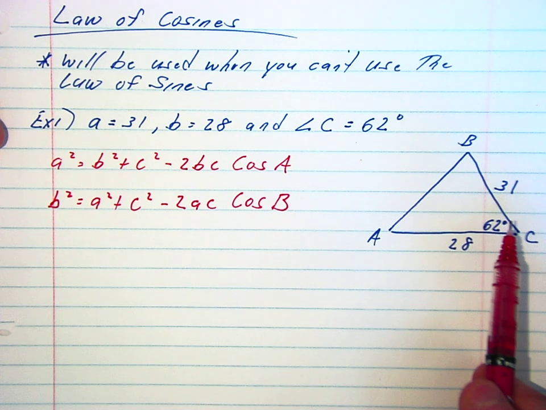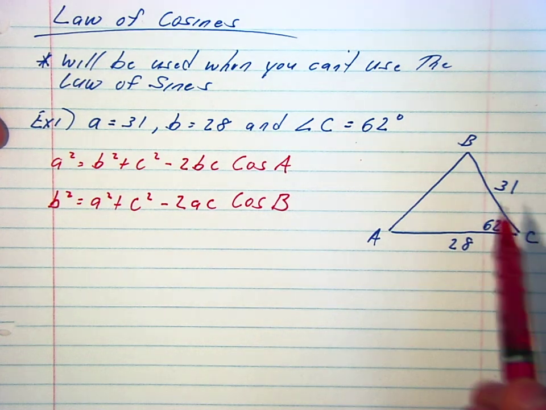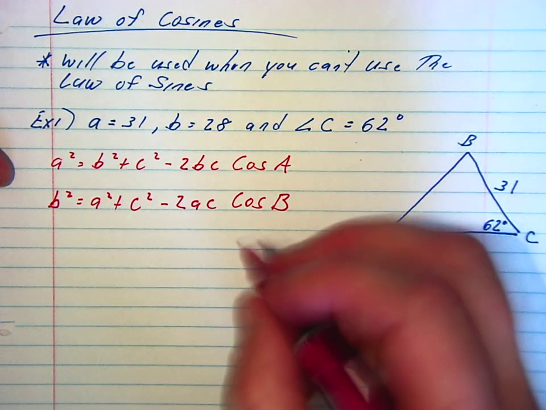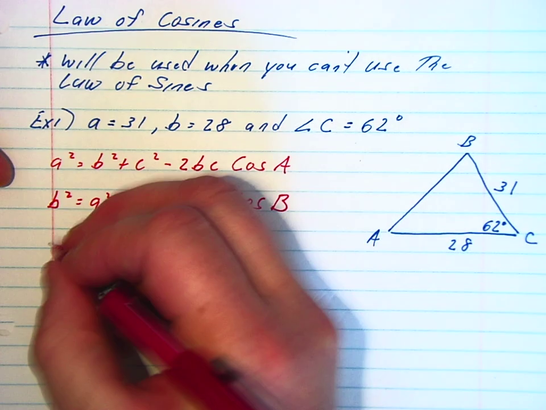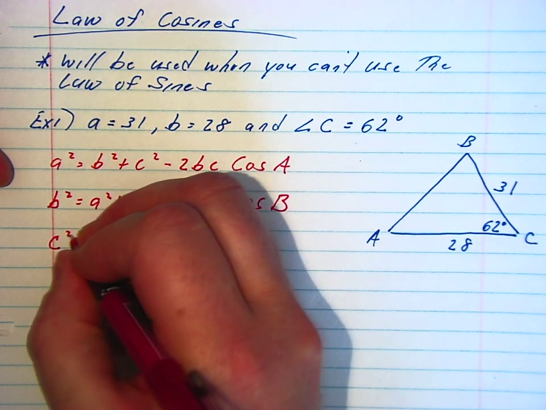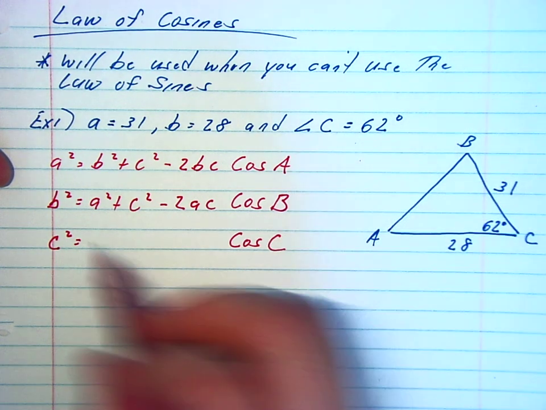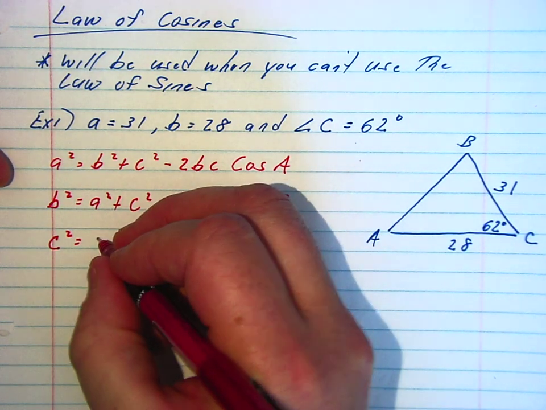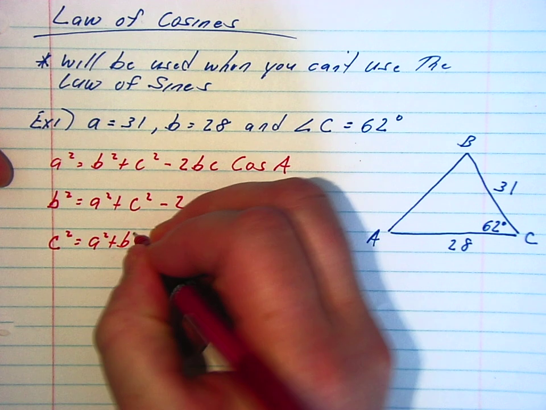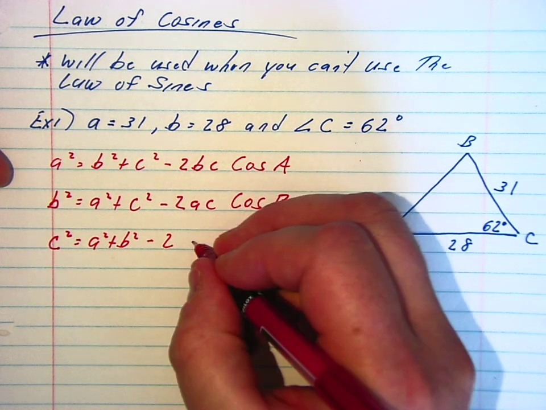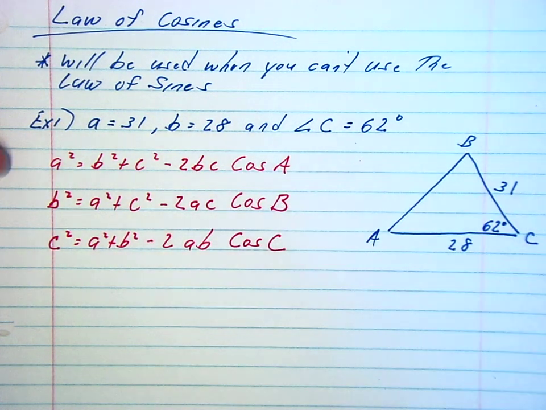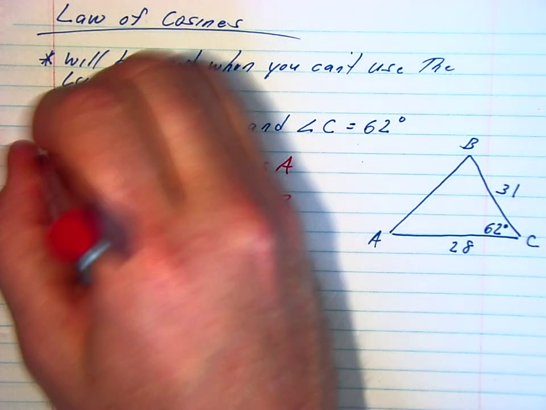I don't have angle B. So now I'm going to go to angle C, and that's going to be the one I'm going to use. So if I'm going to have angle C, the formula is going to start with C and end with C. And every other letter is going to be A and B. So A squared plus B squared minus 2AB. Okay, these are your formulas.